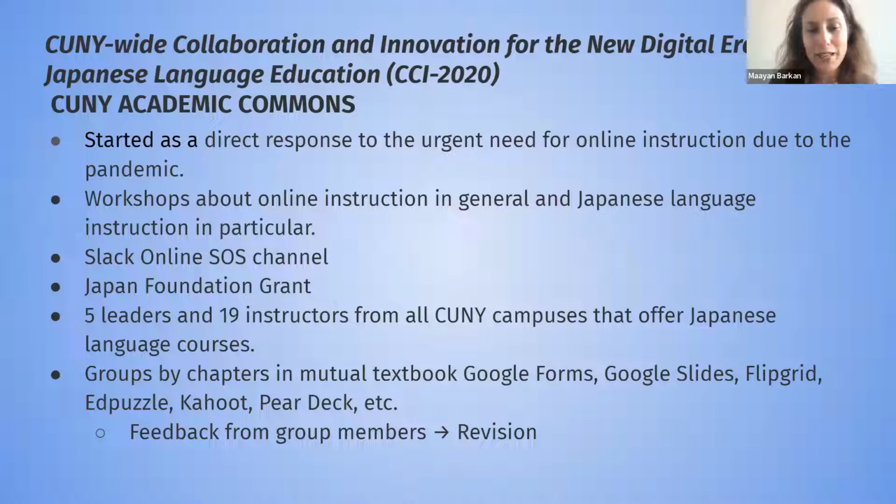And within the group, we created different materials. For example, we used Google Forms, Google Slides, Flipgrid, Edpuzzle, Kahoot, Pear Deck, etc. And then we did a feedback within the group. And from there, we moved to the Commons and we uploaded our materials. For example, if I created something, I received feedback from my group and then I sent it to the Commons for an external peer review. And more about the Commons from Kazuko Saito. Thank you.